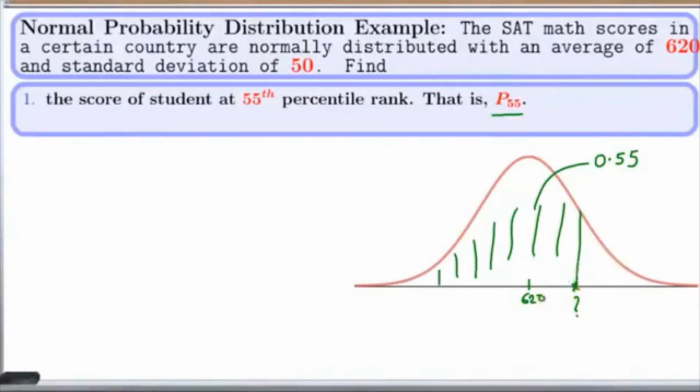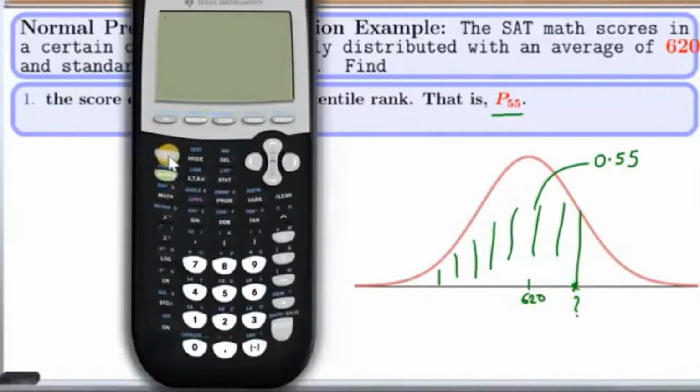For that, let me pull up my calculator up here on this screen. So go to second, distribution, then we'll be using inverse norm function. Use this arrow key to select inverse norm, then hit enter. Now, we will need area, mean, and standard deviation. Area takes area to the left. From the diagram here, we know the area to the left is 0.55. Let's put that there, 0.55. And mean is 620, so let's put that there, 620. And the standard deviation is 50. Now hit enter and hit enter.